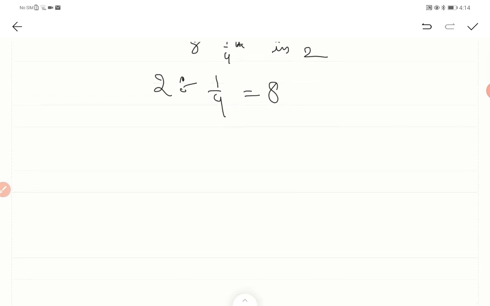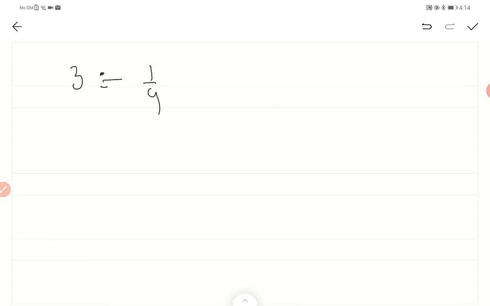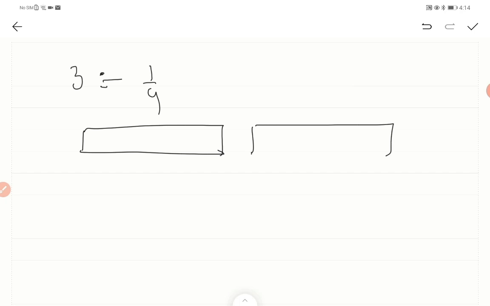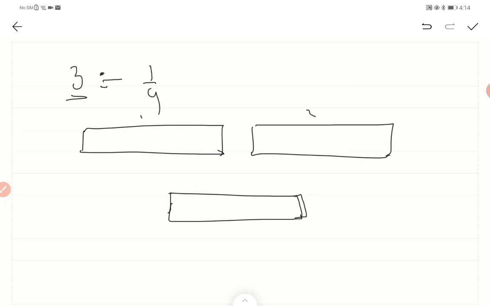Let me take one more example. I have 3 divided by 1 by 4. So if I take 3 rectangles like this, let me take one more here. So these 3 wholes, 1 2 3, are divided by 1 by 4. That is, you need to divide each rectangle into 4 equal parts. So 1 2 3 4. Each one will give you 1 by 4, 1 by 4, 1 by 4, isn't it?